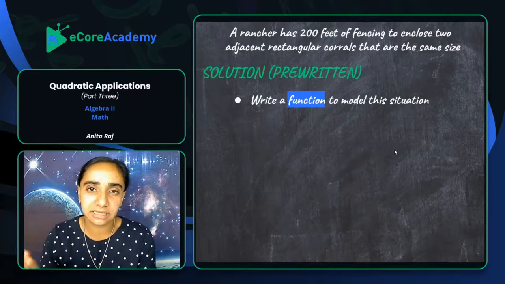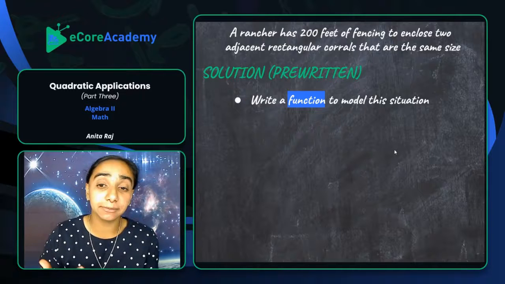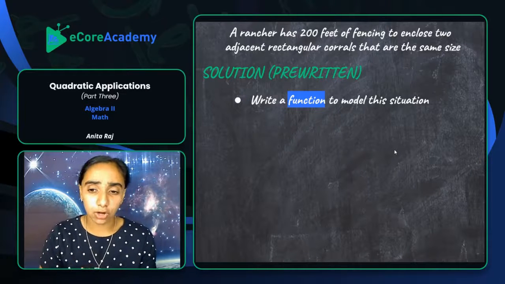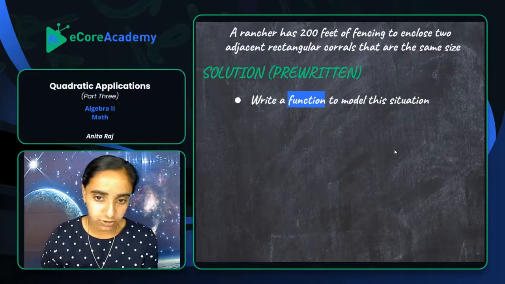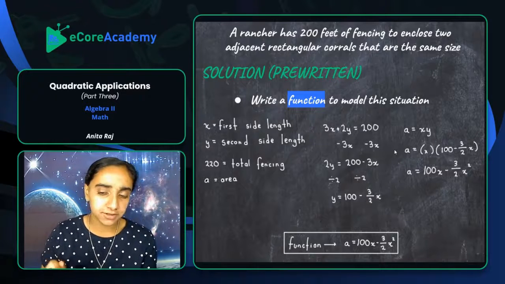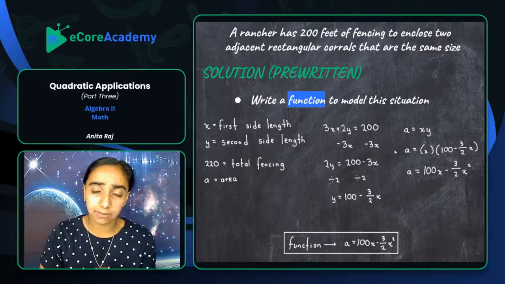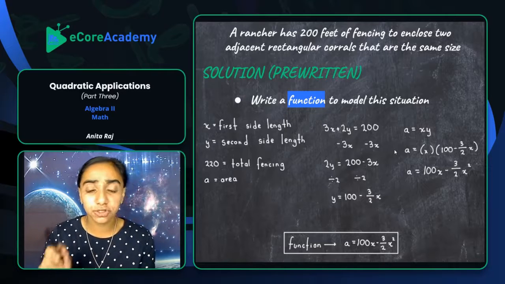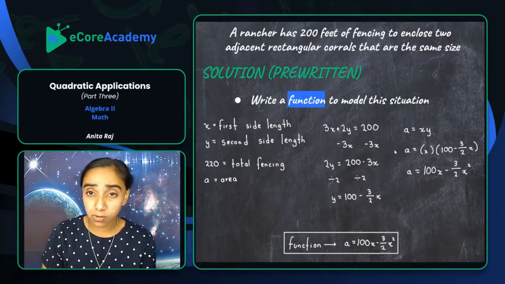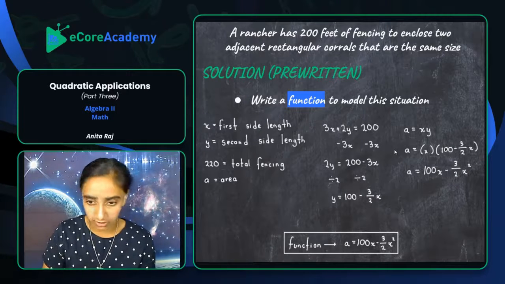Well, it's mostly a statement. Write a function to model the situation. So you're writing a quadratic application based on what you know to model this situation. So here's the solution pre-written. I've already written it out for you. As you can see, it's very similar to the number sense quadratic applications part 2. It's very similar to the approach we took for that question. So this should be familiar to you if you've watched that video.